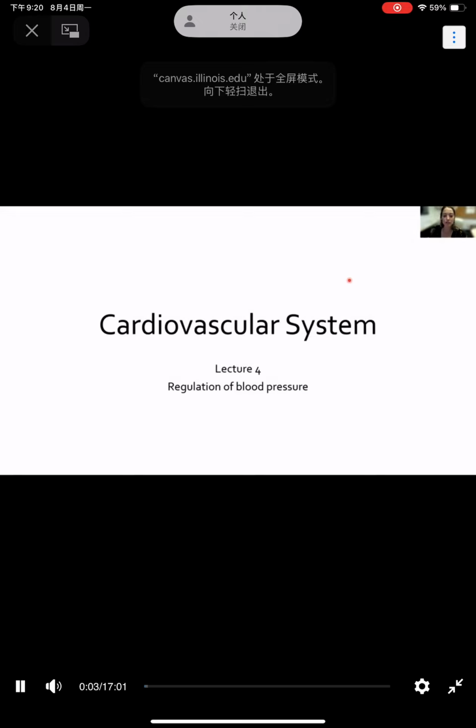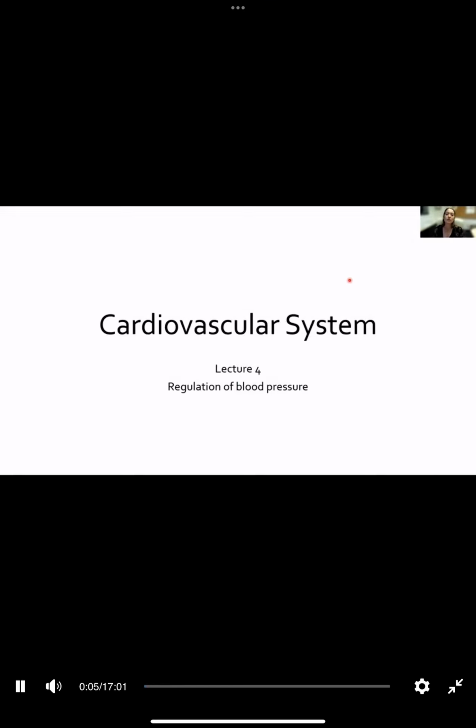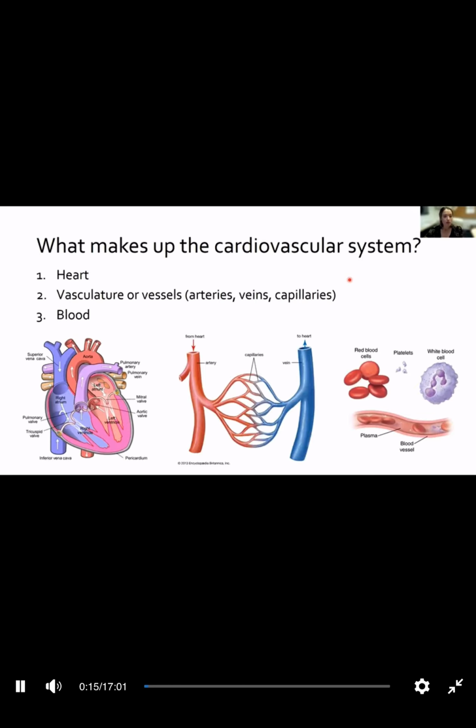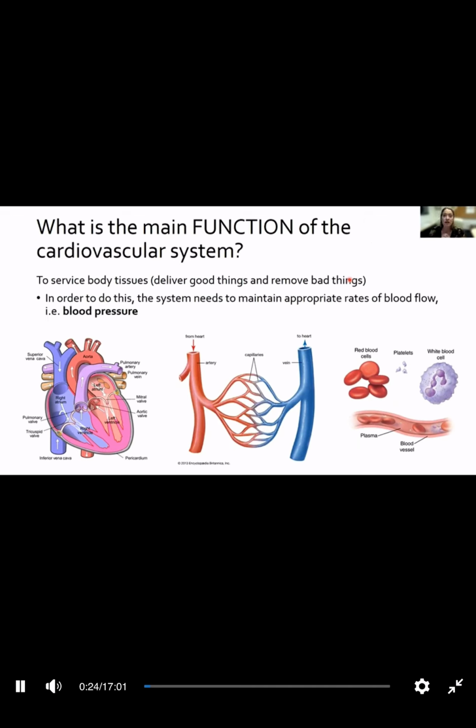Welcome to lecture 4. So we are going to conclude the cardiovascular system with talking about regulation of blood pressure. We have talked about what makes up the cardiovascular system. We've talked about the heart, the vessels, and the blood. The important question is how all of that functions together.